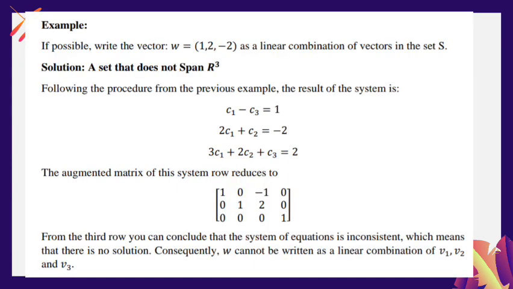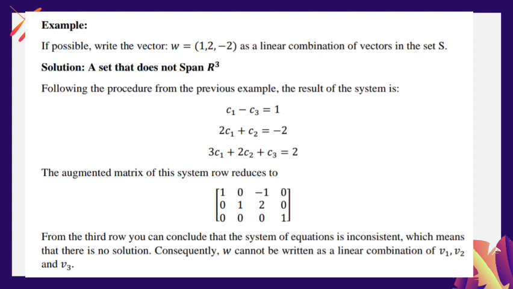Next example, if possible, write the vector w equals (1, 2, -2) as a linear combination of vectors in the set S. Solution. A set that does not span R3. Following the procedure from the previous example, the result of the system is c sub 1 minus c sub 3 equals 1, 2c sub 1 plus c sub 2 equals negative 2, 3c sub 1 plus 2c sub 2 plus c sub 3 equals 2.